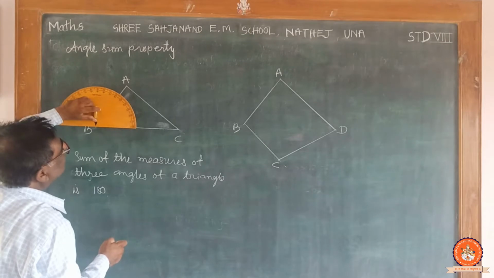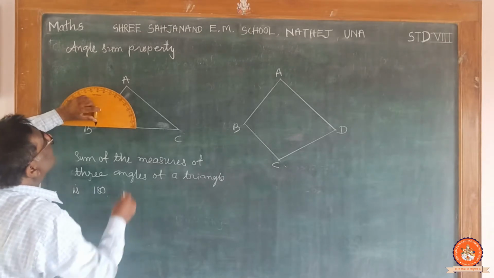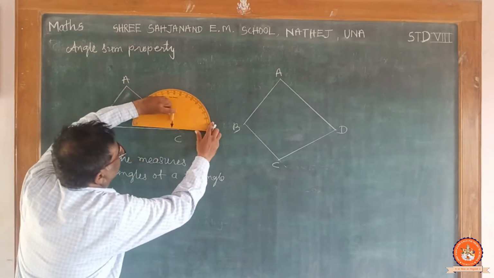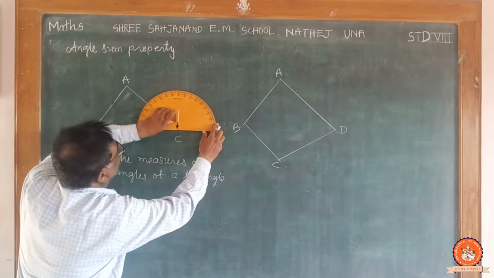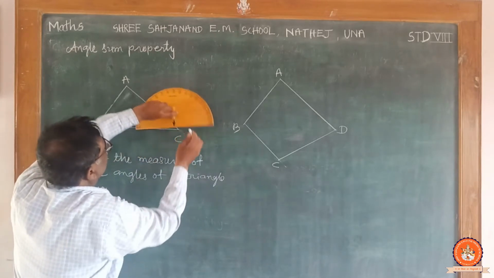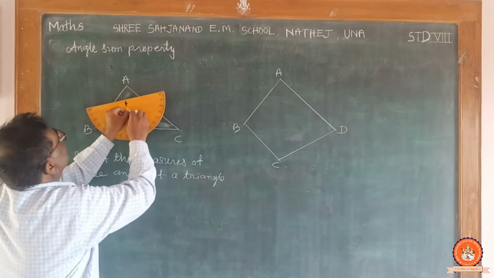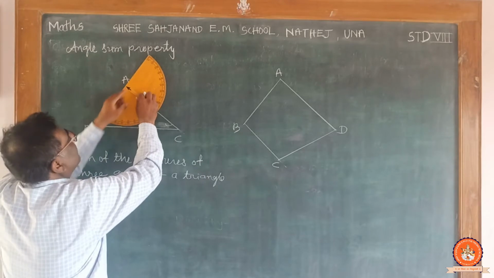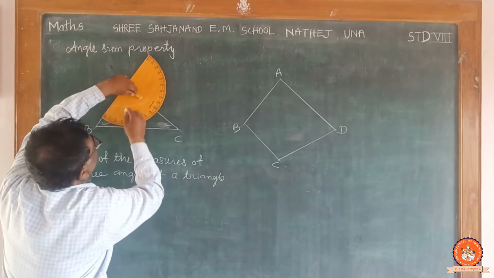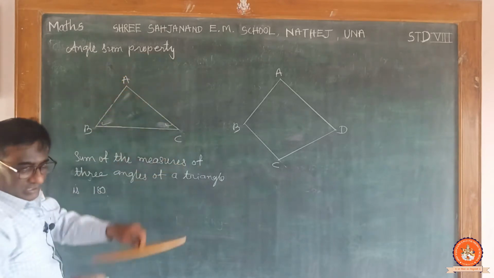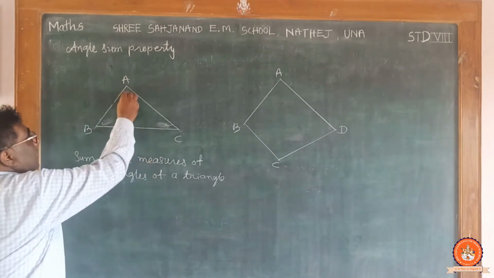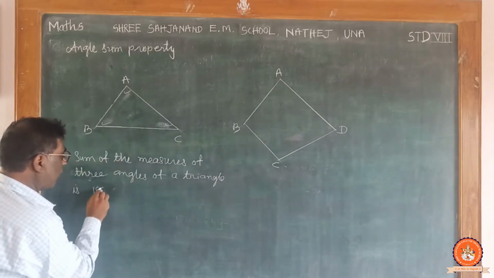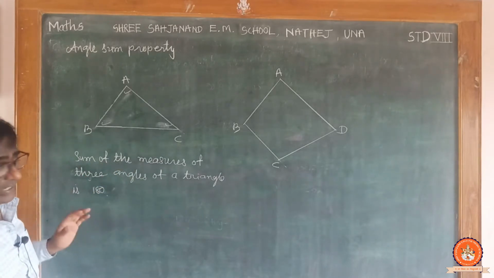By setting the protractor at any angle, you can find the measure of this angle, and by keeping it here, you can find the measure of another angle, and by keeping it here like this, setting it on an angle, you can find the measure of the third angle. So this is how you can find the measures of all three angles, and you come to the result that the sum of the measures of all three angles of a triangle is 180.